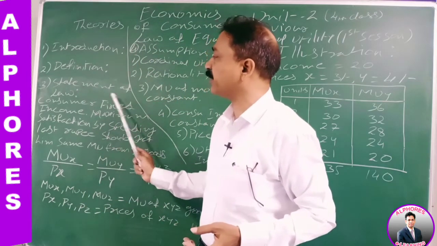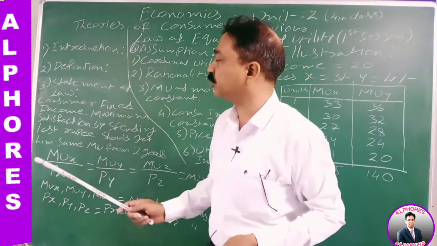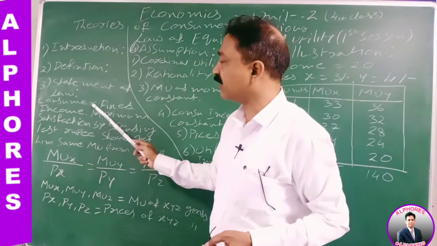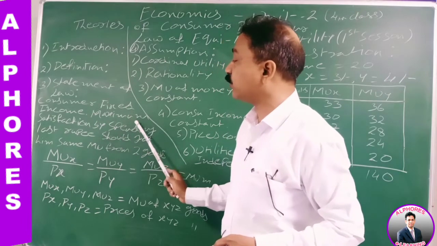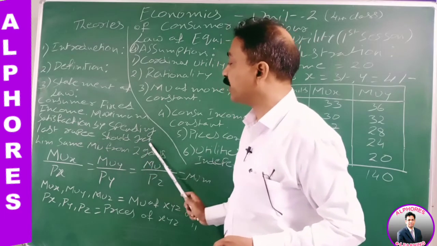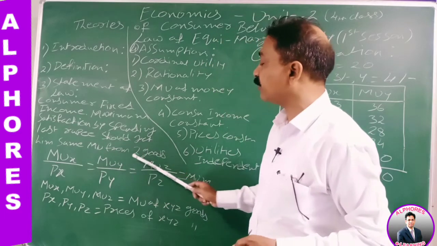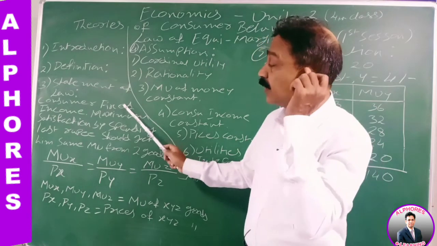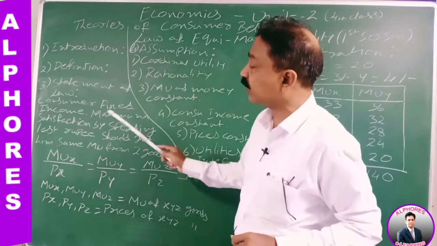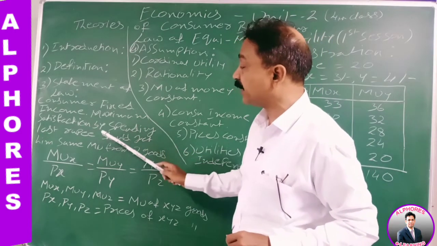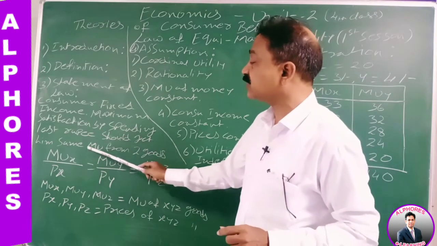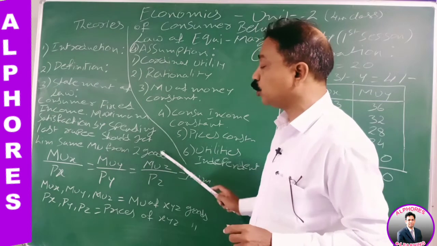Next we will see the statement of the law of equi-marginality. The consumer has a fixed income and he tries to get maximum satisfaction, such that spending the last rupee should get him the same marginal utility from two goods. See, he has a limited income, and while spending that limited income, he tries to get maximum satisfaction by spending the last rupee. That last rupee should get him the same marginal utility from two goods.